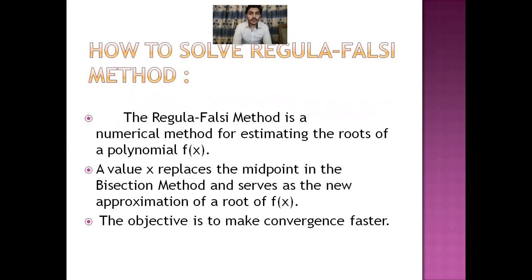So how to solve the regula falsi method? First of all, we have to estimate the roots of the polynomial, which means we put the number which is given into x. The value of x replaces the midpoint in the bisection method and serves as the new approximation of a root of f(x). The objective is to make it converge faster.